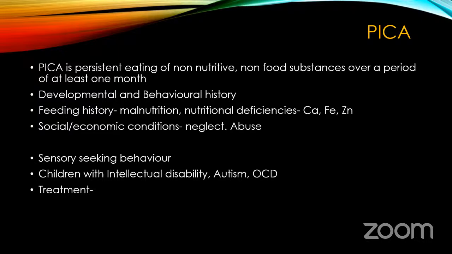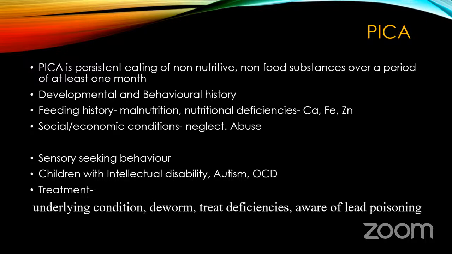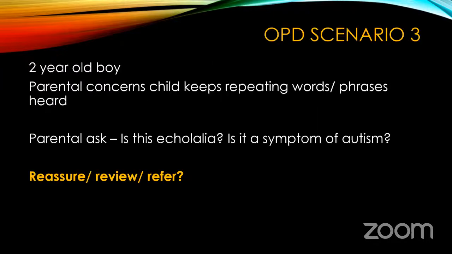We also know that children with intellectual disability, autism, sensory seeking behaviors, this might be present. And this child needs to be referred to the appropriate people. We need to treat the underlying condition. And as you know, we usually do with pica, deworm, be aware of lead poisoning and treat the nutritional deficiencies if there are. Okay. Let's go to the third scenario.